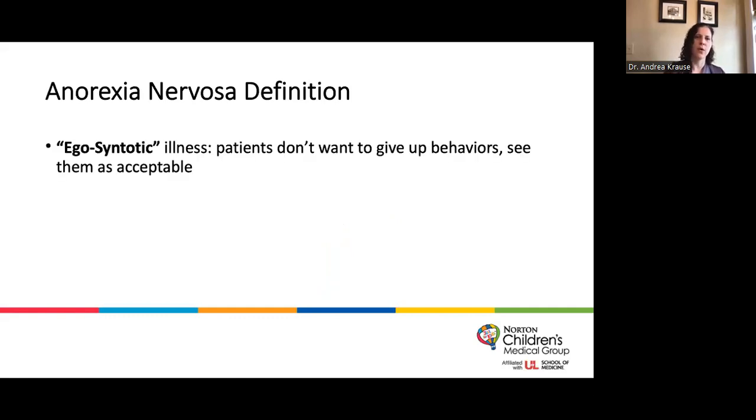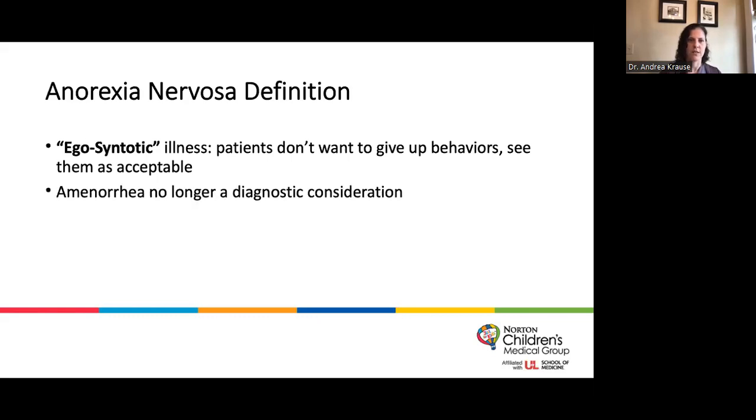And so be aware of this label, I suppose, for anorexia, the ego-syntonic feature of the illness. That's a very technical psychiatric term, but basically it's important to understand that an ego-syntonic illness is an illness that a patient doesn't have very good insight into. They don't want to give up their behaviors. They see their behaviors as completely acceptable, and that's the way they want to live their life, basically, when they're within this severity of illness.